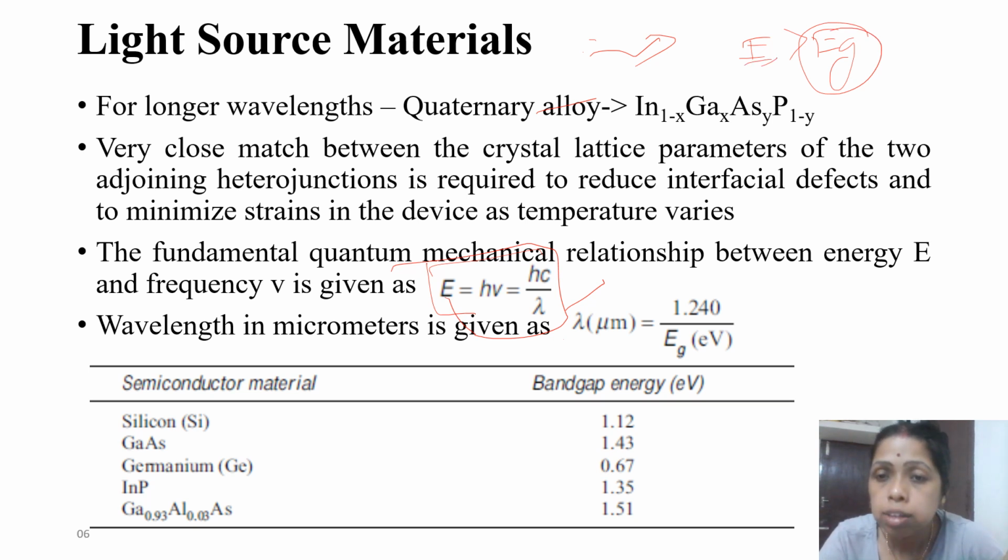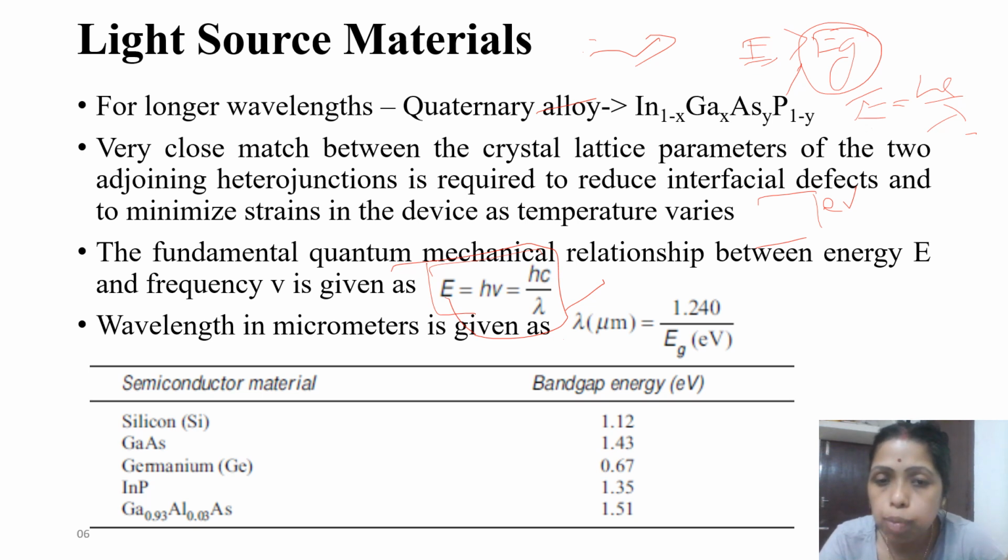The photon energy will be calculated as hc by lambda. From the lambda, you can calculate the E. That E should be equal to the band gap of the semiconductor or greater than that of the semiconductor. If the band gap is, suppose, 1 electron volt, then by using hc by lambda, E equals hc by lambda, you can calculate the lambda, that is the wavelength of the light.